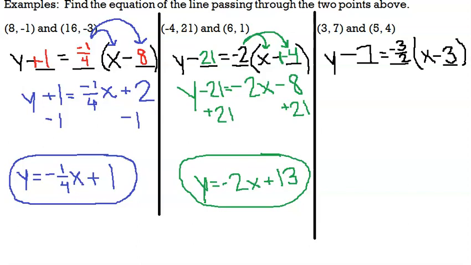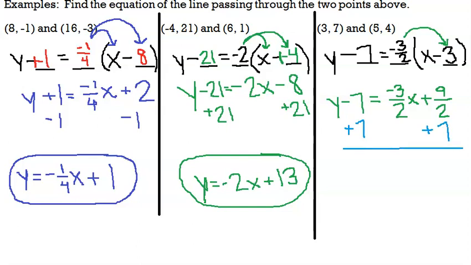So now I'm going to distribute. That's going to give me negative 3 halves x. A negative times a negative is a positive. And then if you want to distribute the 3 halves with the 3, you treat the 3 like it's a 3 over 1. So you're going to multiply the top by the top, the bottom by the bottom. So you're going to get 9 over 2. From there, you're almost done. You just need to add 7 to both sides. So that's what we're going to do. We're just going to say plus 7 and plus 7.